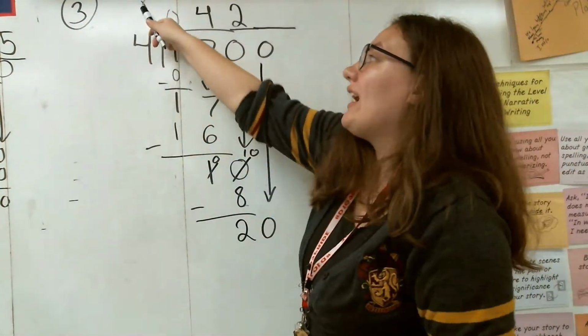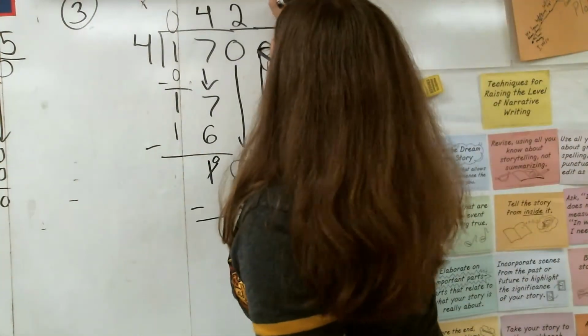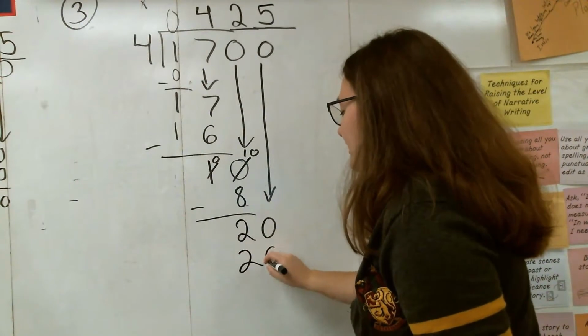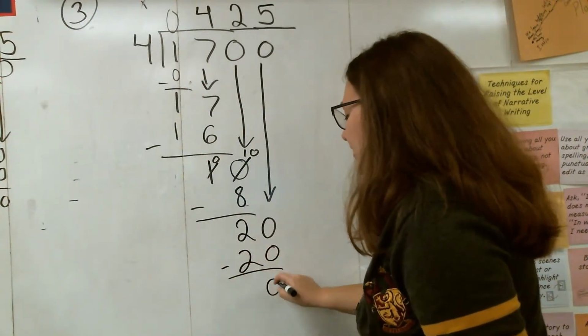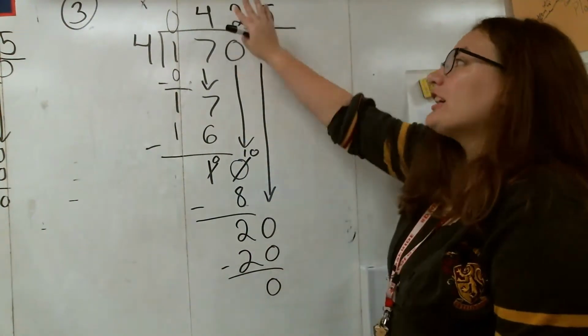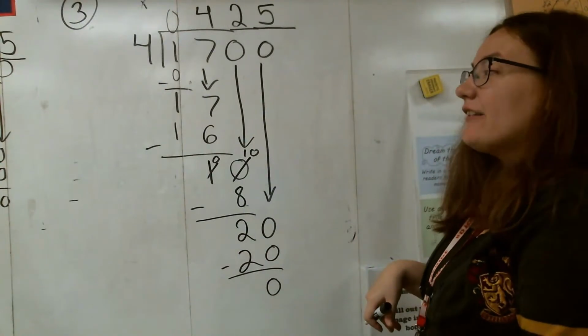Well, 4 times what equals 20? 4 times 5 is 20. So I have 4 times 5, which is 20. And then I can go ahead and subtract, and I'm finally left with 0. Now, when you look at your answer, it kind of looks like it's 425. But it's definitely not 425.